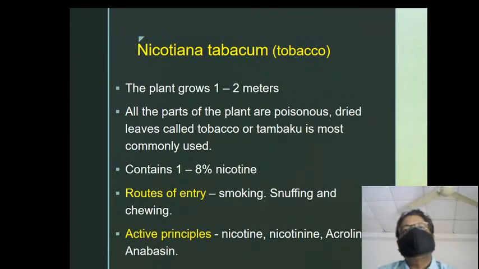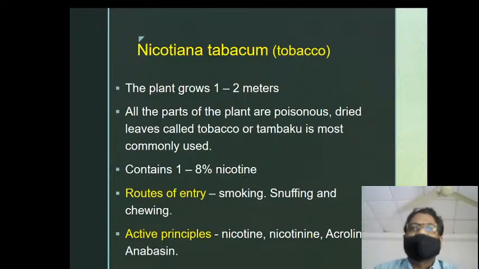So the commonest cardiac poison is tobacco. The scientific name is Nicotiana tabacum. It is most commonly called the tobacco plant. The plant grows around 1 to 2 meters in height. Almost all parts of the plant are poisonous, but most of the time we use the dried leaves. They are called tobacco or tambaku. Tambaku is the colloquial name, so the commonly used names are tobacco or tambaku.